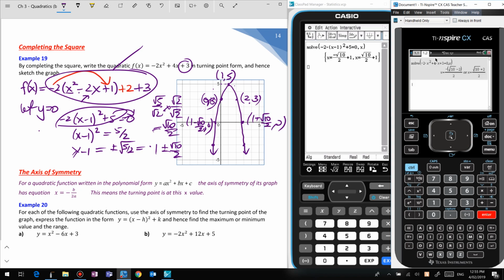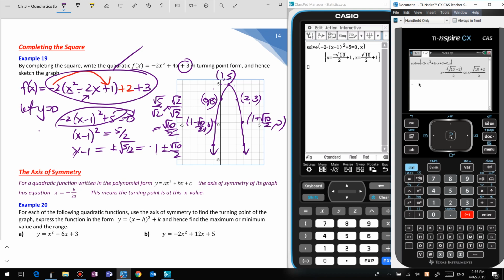Let's put it over a common denominator. The other thing you can do, okay, I hate this calculator. Okay, negative, what do we want to do?